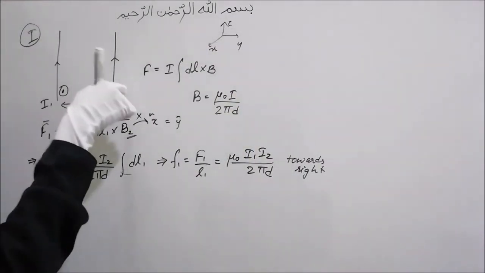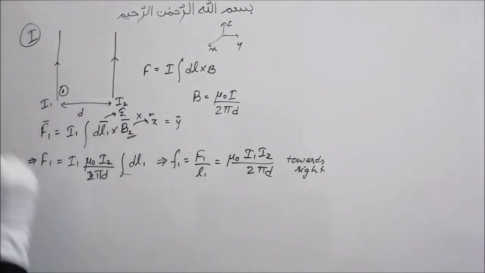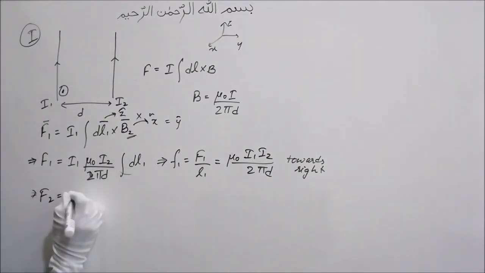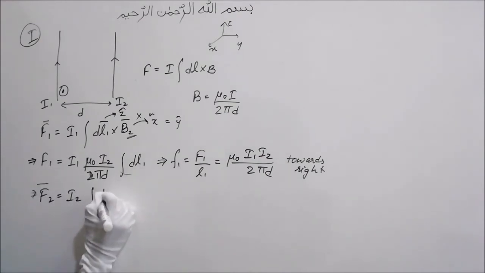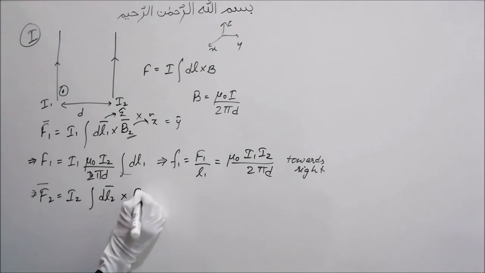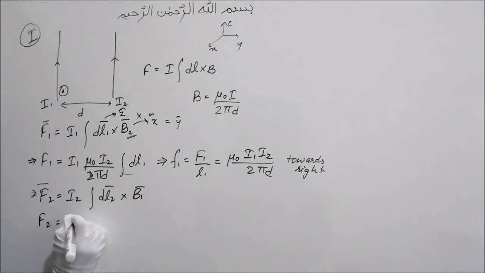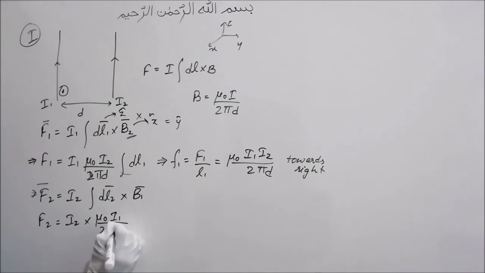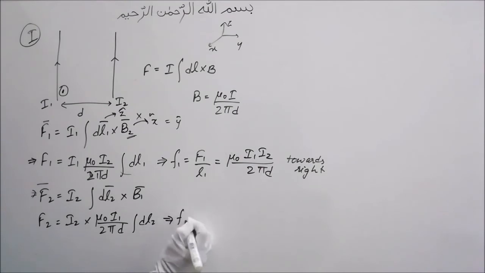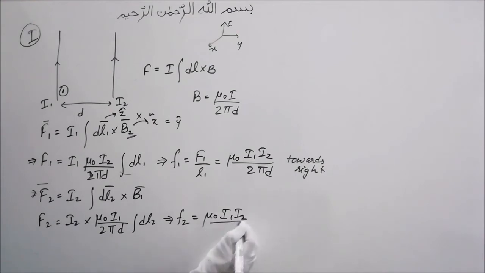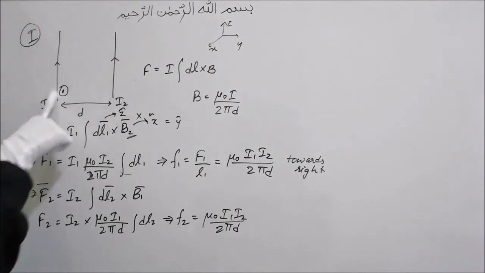Now let's calculate the force on the second wire due to the first one. F2 will be equal to I2 integration dl2 cross the magnetic field which is produced by the first wire. The magnitude will come out to be I2 times B1, where B1 is mu naught I1 divided by 2 pi d, the perpendicular distance is d, integration dl2. Again we'll find F2, the force per unit length, and that will be mu naught I1 I2 divided by 2 pi d. You can see the magnitude of force is the same on both wires.